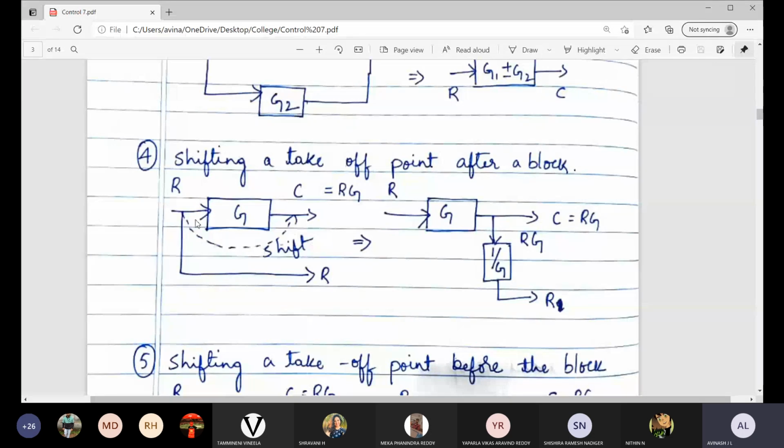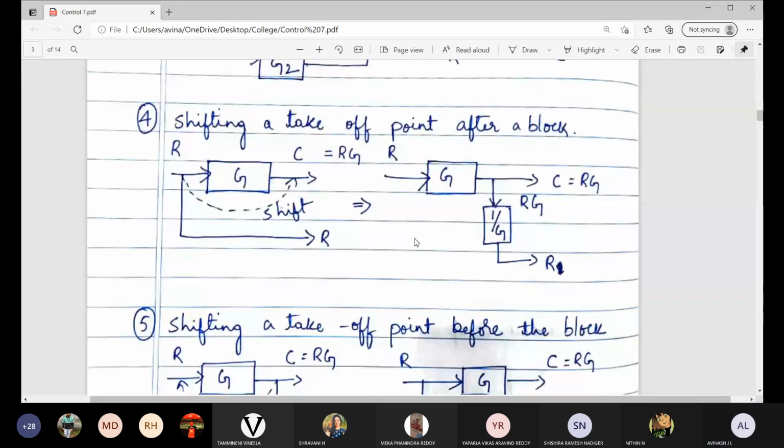But here we have to see the value. If the takeoff point value is R, and now I shift it to the right hand side, what is the value? It will become R into G. So I want to remove the G value. In order to remove the G value, I need to include one more block with the value 1 by G. So R G into 1 by G, the G's get cancelled, and we will be left with R. That is why, when we shift the takeoff point to the right side, after a block, we must include a block of value 1 by G. So if it's G3, we will add 1 by G3.